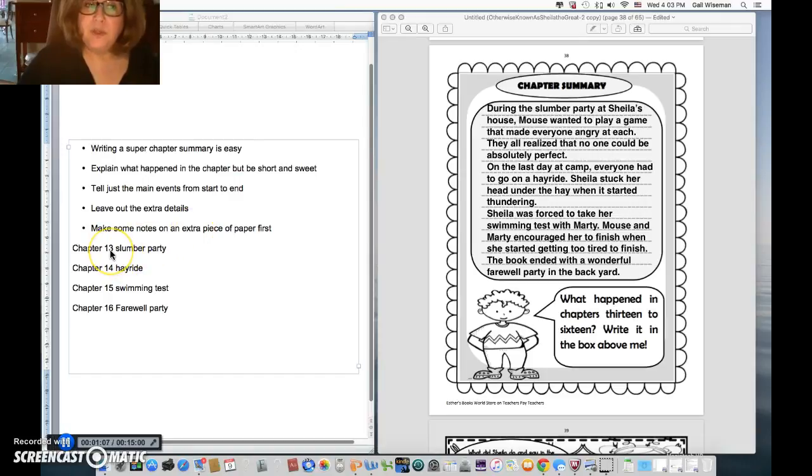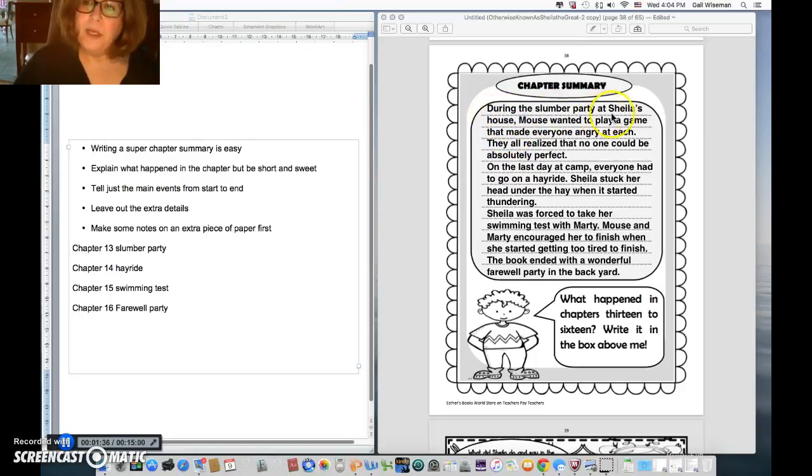So you're going to start with chapter 13, move on to the hayride, the swimming test, and finally the farewell party. If it helps, you can make some notes on an extra piece of paper first. You don't have to go right to the chapter summary sheet and just start writing. Think about it first. Remember, try and use interesting words. Let's read the one that I wrote.